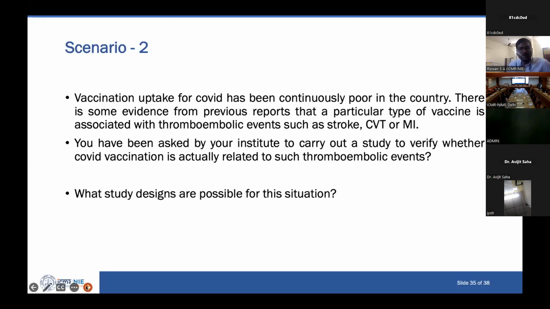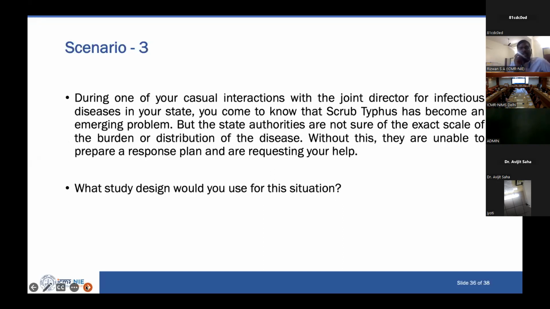I have 2 more scenarios. So scenario 3: during one of your casual interactions with the Joint Director for Infectious Diseases in your state, you come to know that scrub typhus has become an emerging problem. But the state authorities are not sure of the exact scale of the burden or distribution of the disease. Without this, they are unable to prepare a response plan and are requesting your help. What study design would you use for this situation?